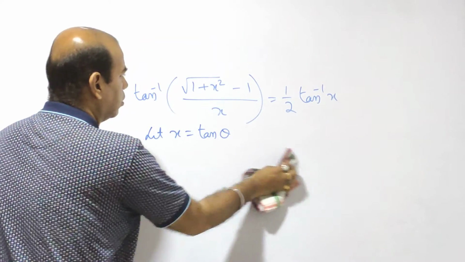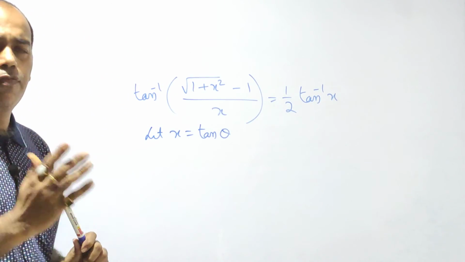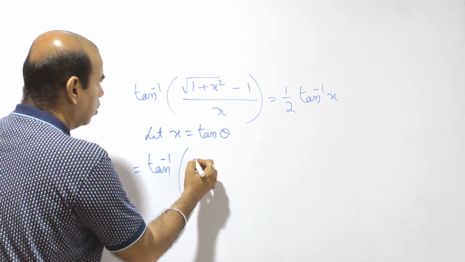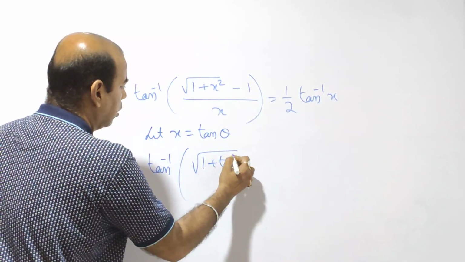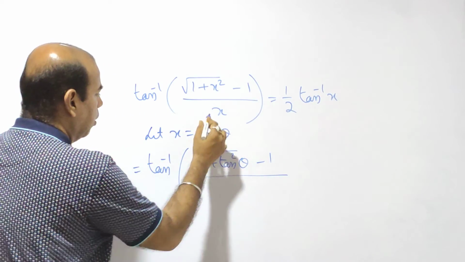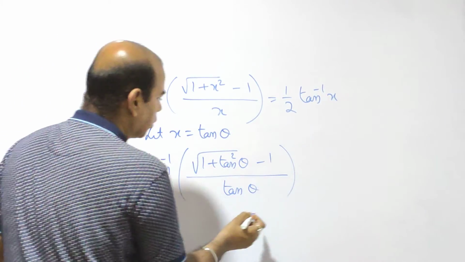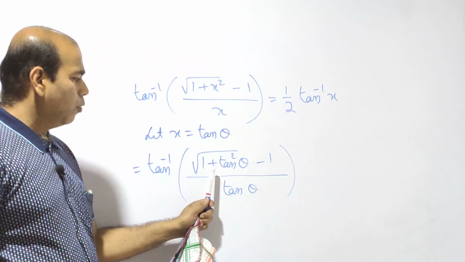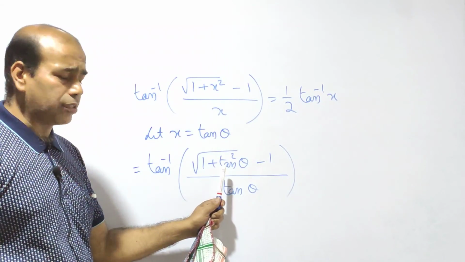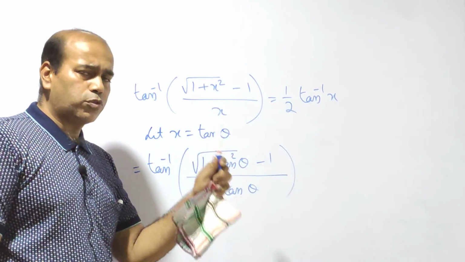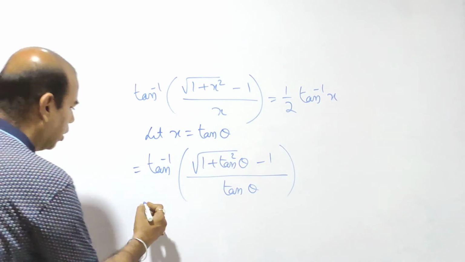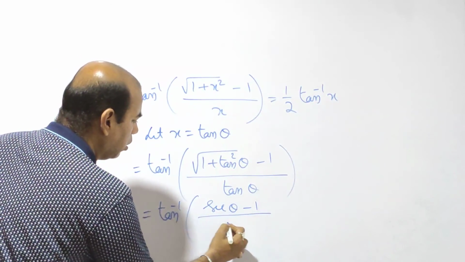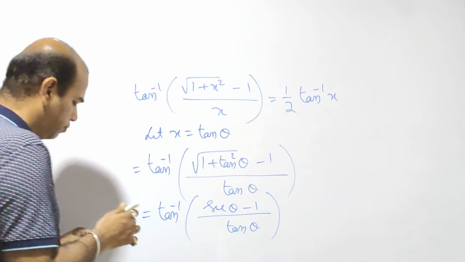Now, as it is 1 plus x square, I have taken x equals tan theta. That means this is tan inverse root over 1 plus tan square theta minus 1 by tan theta. Now 1 plus tan square theta is sec square theta. There is a root, so root of sec square theta becomes only sec theta. So the result is tan inverse of sec theta minus 1 by tan theta.